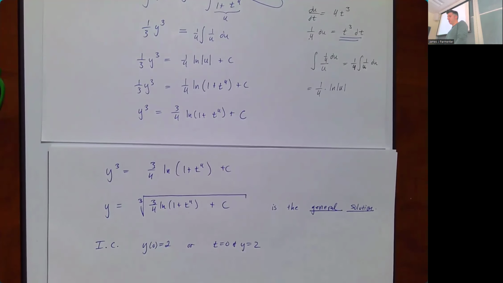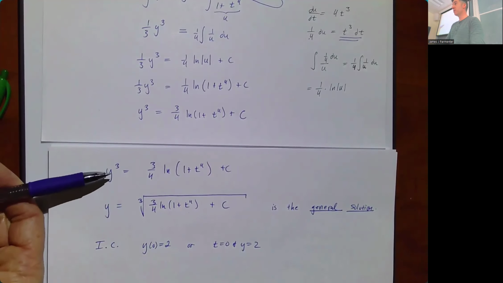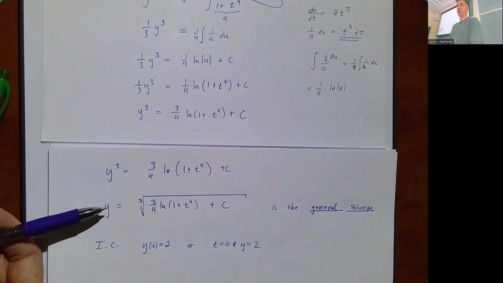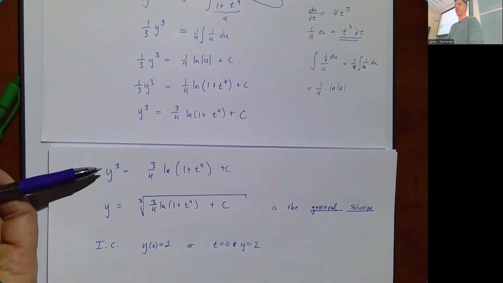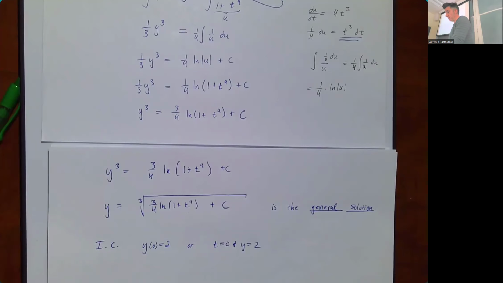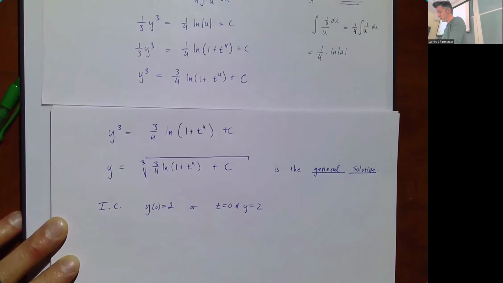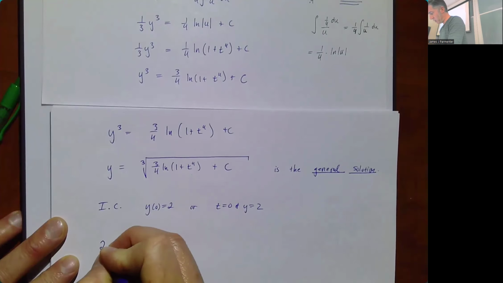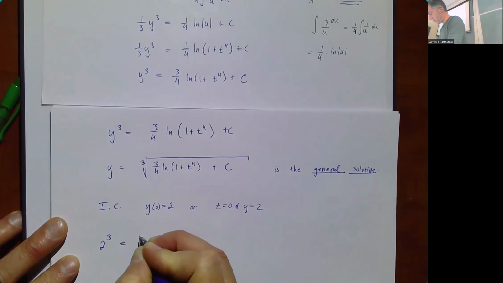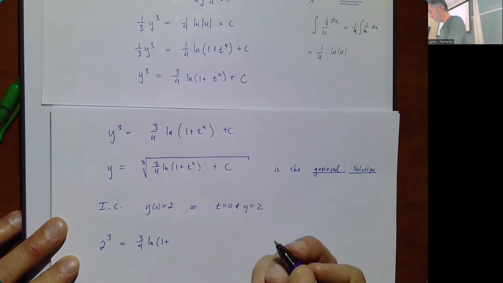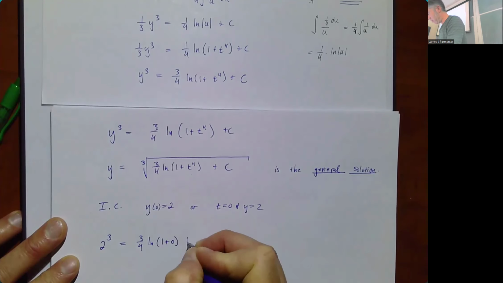Now, if you look at these equations here, you might notice it's probably easier to plug that stuff into this equation with the y cubed equal to that stuff as opposed to this equation if we're trying to solve for c at some point. So I'm probably going to plug in right there just because I think it's easier. So plugging in y equal to 2 and t equal to 0, I'm going to get 2 cubed equal to 3/4 times the natural log of 1 plus 0 to the 4th is still 0 plus c.